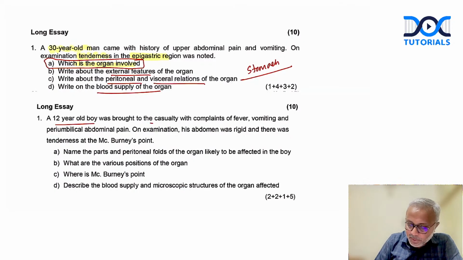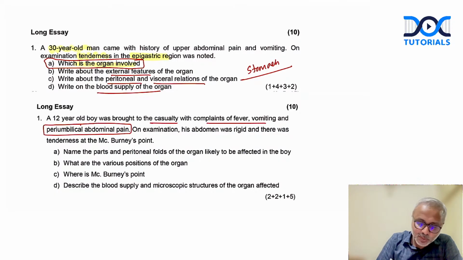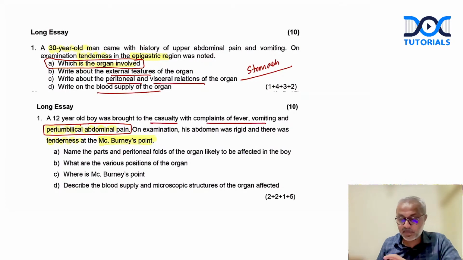Then, again, a case-based question, as we can see. A 12-year-old boy brought to casualty with complaints of fever, vomiting, and periumbilical abdominal pain. Please focus on this: periumbilical abdominal pain. On examination, his abdomen was rigid and there was tenderness at McBurney's point. Right? As I said, this could be a 3-marker, I told you.